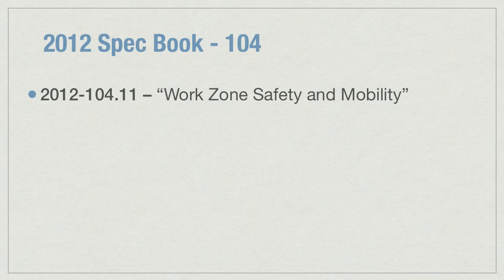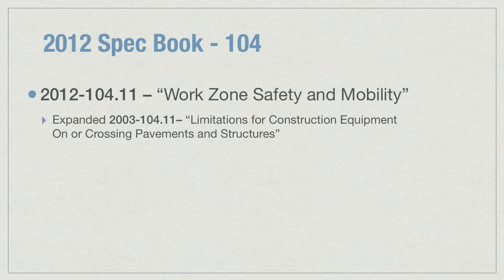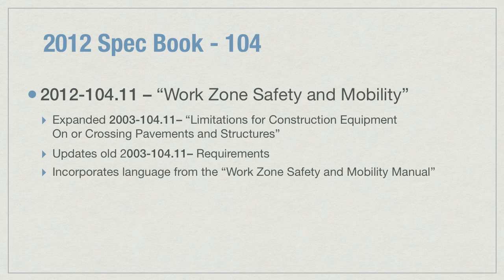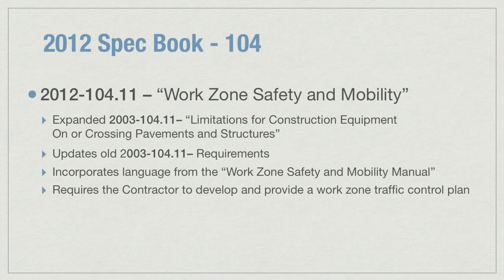Subsection 104.11, Work Zone Safety and Mobility, is a new subsection that expands upon the old 104.11 limitations for construction equipment on or crossing pavements and structures. It updates the requirements as well as adds language to incorporate work zone safety and mobility manual requirements. One of the new requirements is that the contractor develop and provide a work zone traffic control plan.